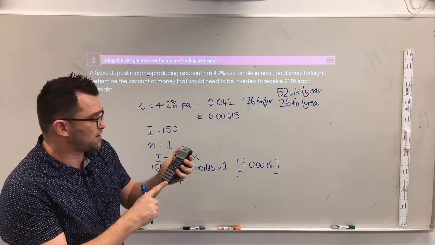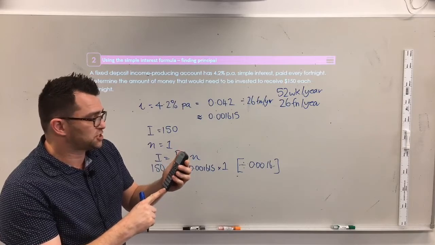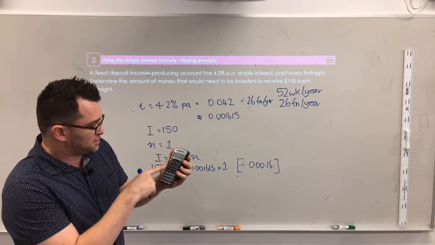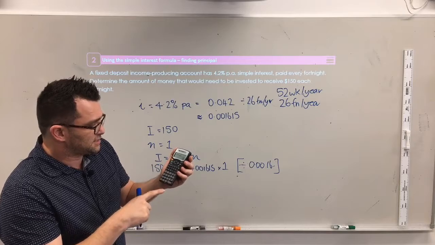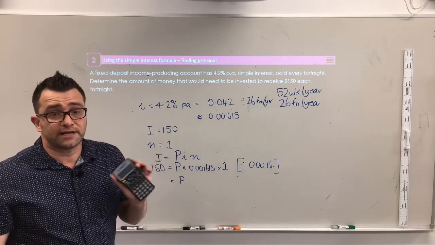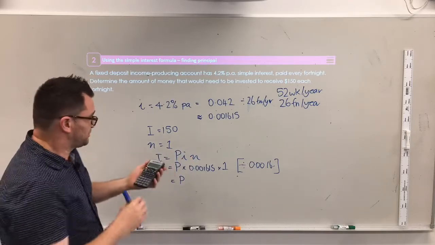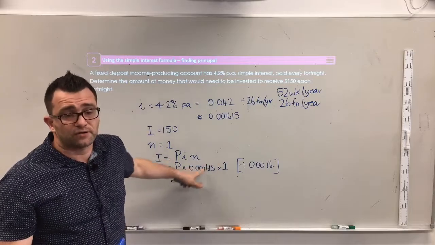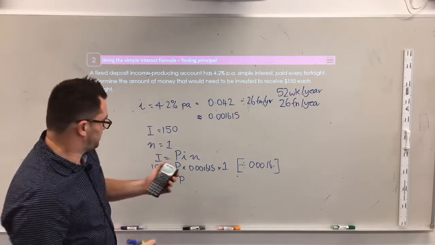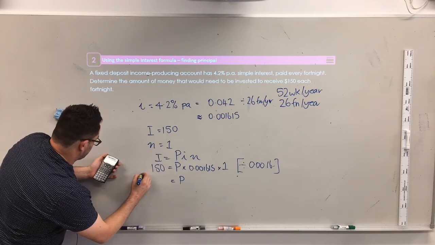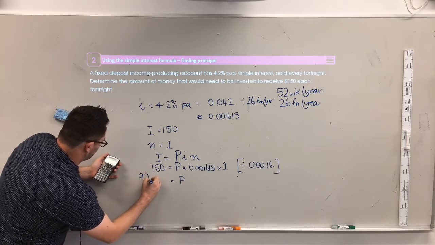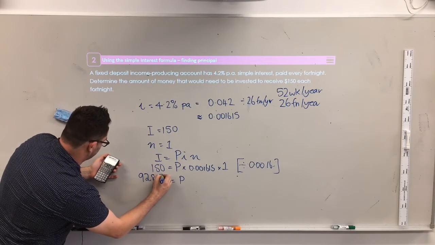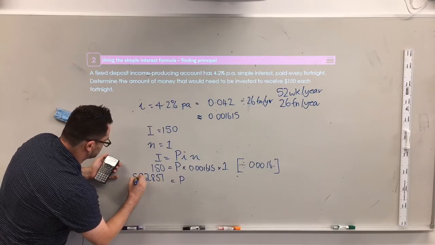So for my calculator, I've got the Sharp EL. I just go alpha answer, because the answer is in green. Your calculator, you're going to have to check with your calculator what the actual function is. That way I don't actually round off any of this number and go equals. And I end up with $92,857.